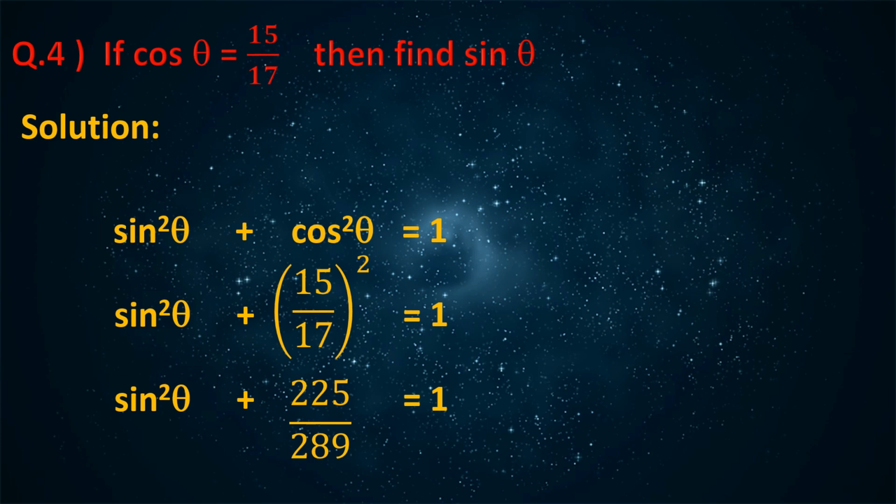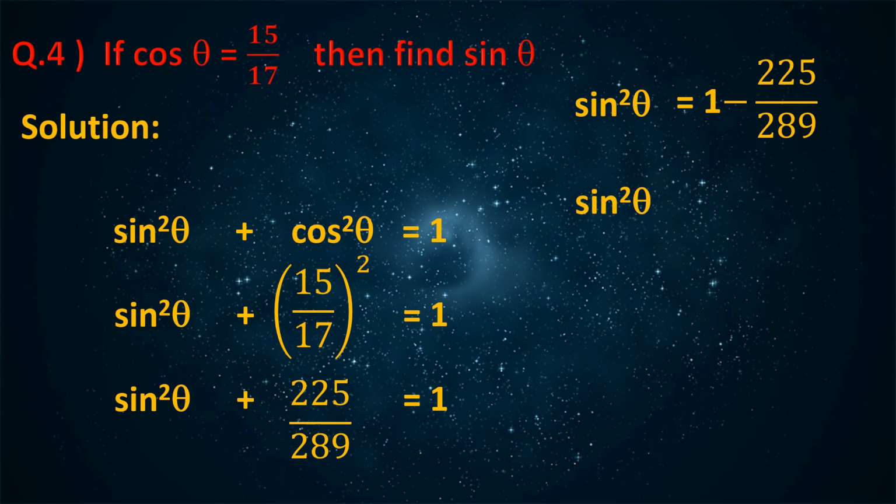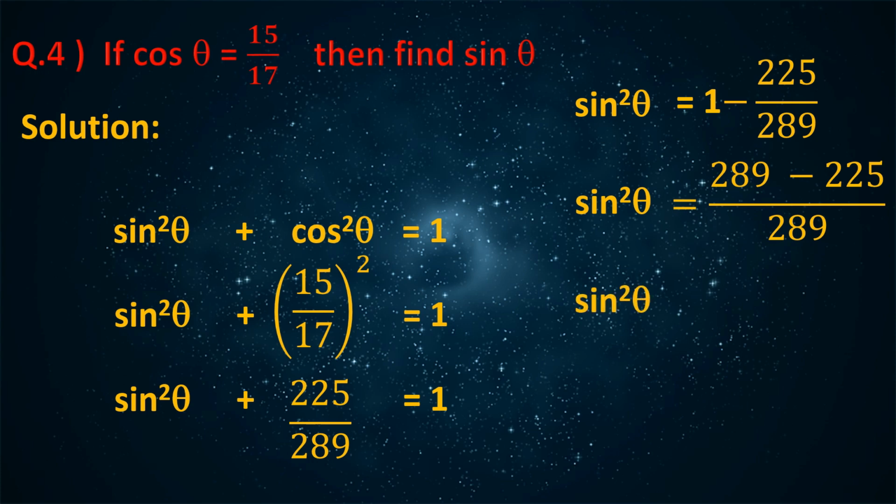Sin square theta is equal to 1 minus 225 upon 289. 225 upon 289 will go to the other side and becomes negative. Sin square theta equal to 289 minus 225 upon 289. Sin square theta is equal to 289 minus 225, that is 64 upon 289. So taking root, we get sin theta equal to root of 64 is 8, and root 289 is 17, so 8 upon 17.